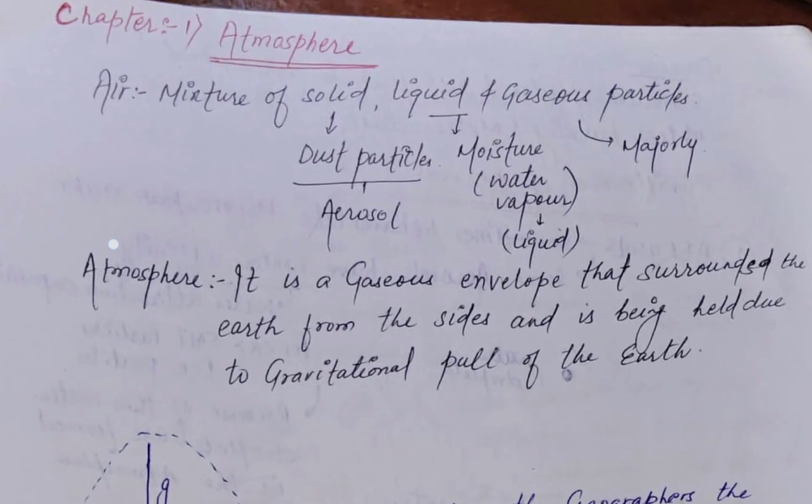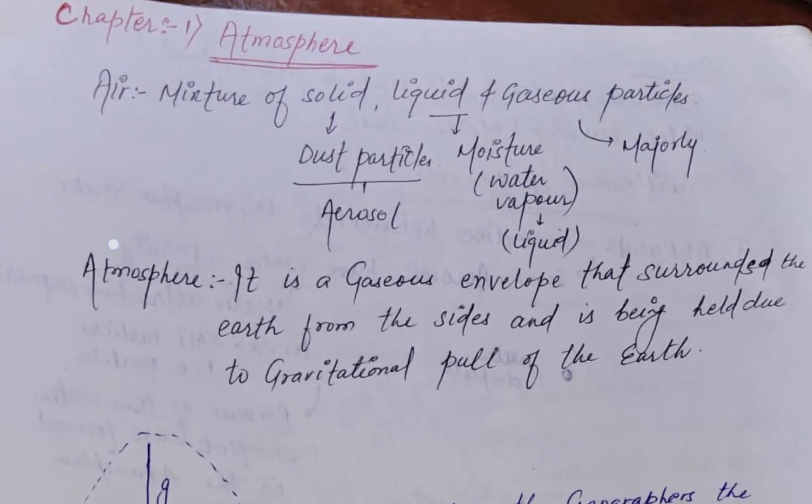First of all, we should know what air is. Simply, air is a mixture of solid, liquid, and gaseous particles. It means the major content of the air is in gaseous form. After that, it is liquid and then solid. The solid particles are also known as aerosols. The liquid present in the air is the moisture.